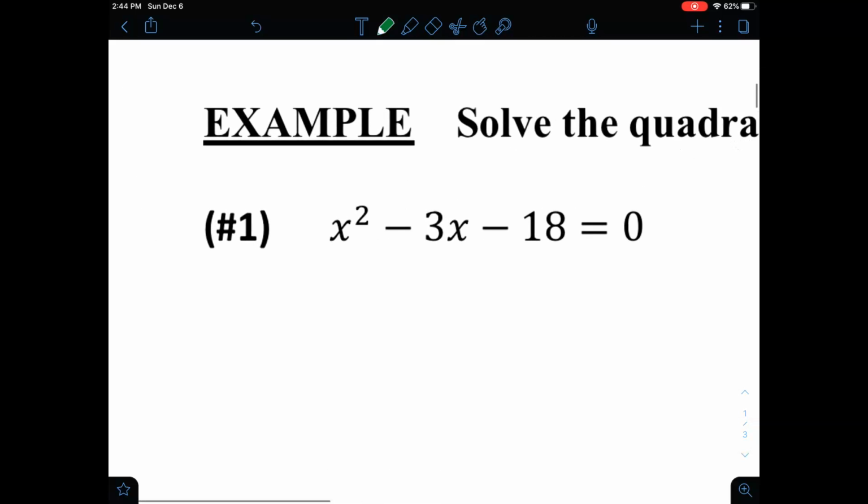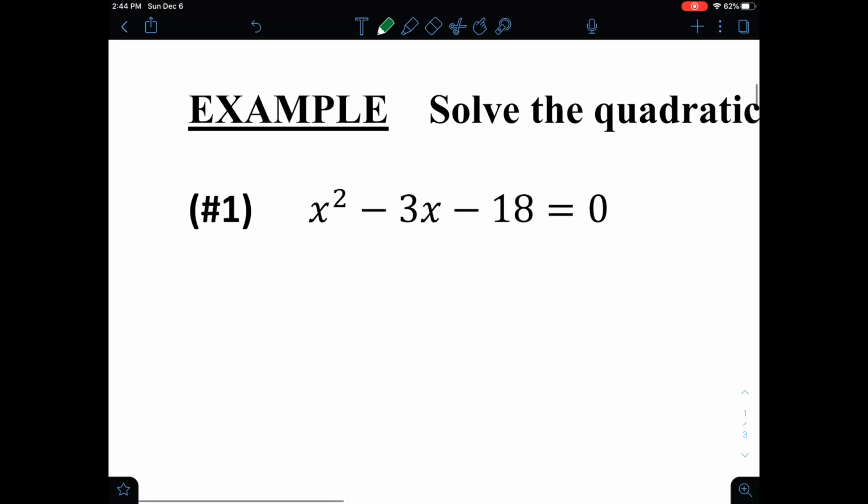Let's take a look at this here. Let's go through our steps for a factoring flow chart. We have x squared minus 3x minus 18 equals 0. First things first, do we have any GCFs? Well, this is a 1x squared, and this one does not have an x, so this is not going to be a GCF. How many terms do we have here? Well, we have 3 terms: x squared, 3x, and 18.